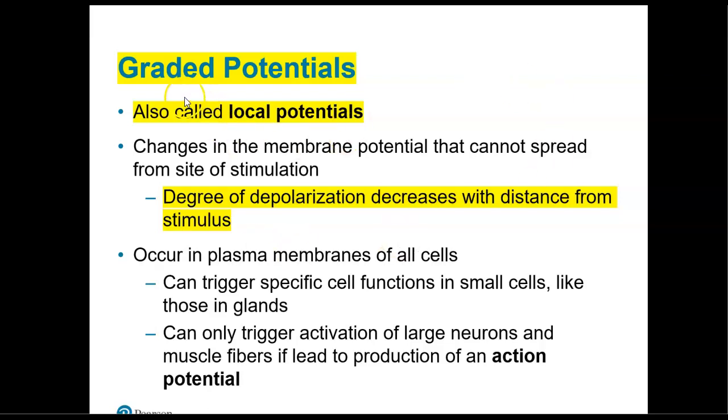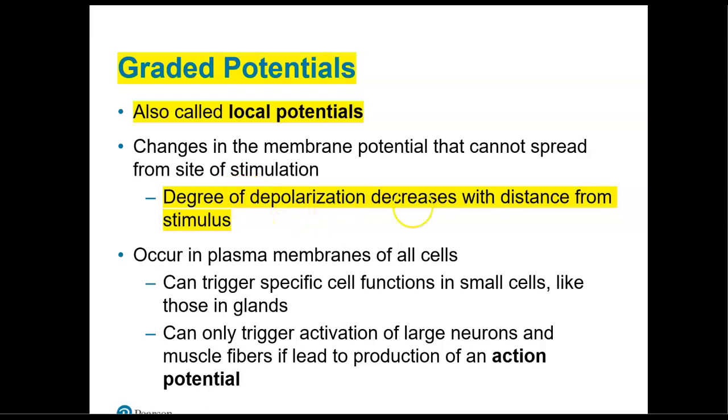But you can have a graded potential, which is a change in the resting membrane potential along the dendrites and the cell body. Graded potentials only happen along the dendrites and the cell body. And they're also called local potentials because they don't spread.